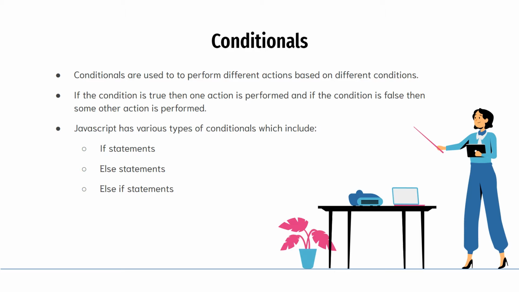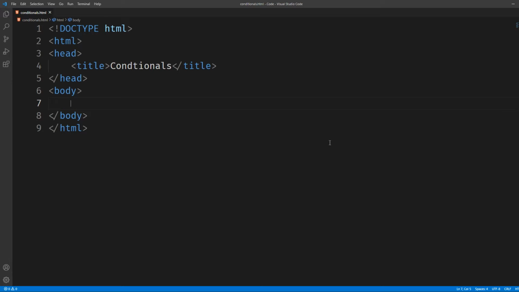JavaScript has various types of conditionals, which include if statements, else statements, and else if statements. Let me head over to VS Code and we'll see what these conditionals are. I'm in my VS Code and I have created a file named conditionals.html. Let me create some JavaScript. For that we have to write script tags, as you know.